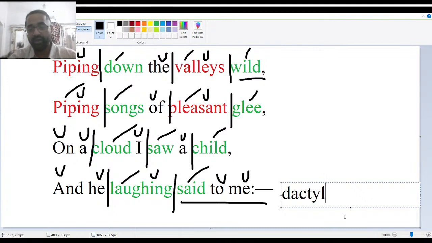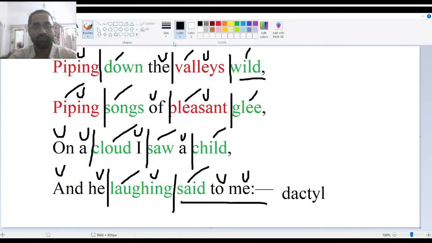Dactyl. What does a dactyl look like? It looks like this. In musical terms, a waltz sounds like this: 1 2 3 1 2 3 1 2 3. The first beat is always stressed: 1 2 3 1 2 3. Listen to the Blue Danube waltz if you can, to identify this rhythm: 1 2 3 1 2 3 1 2 3 1 2 3. But here you get it as a variation.